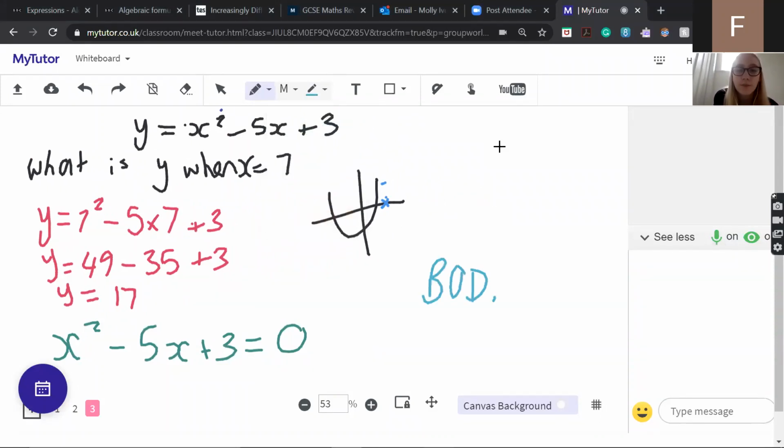With BODMAS, you do the brackets first, then the order, then any division and multiplication, and then any addition and subtraction. Now, here it's kind of where the order matters. If we did the 35 plus 3 first, we'd be putting in some brackets here that don't exist. What we'd essentially be doing is 49 minus 35 minus 3. We'd be subtracting both bits, which we don't want to do.